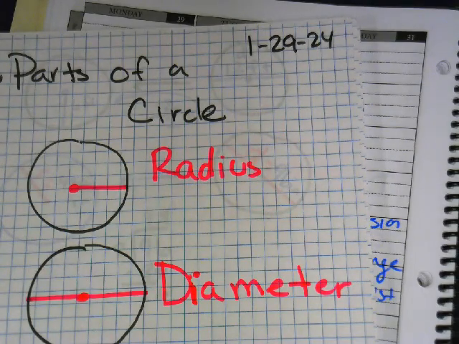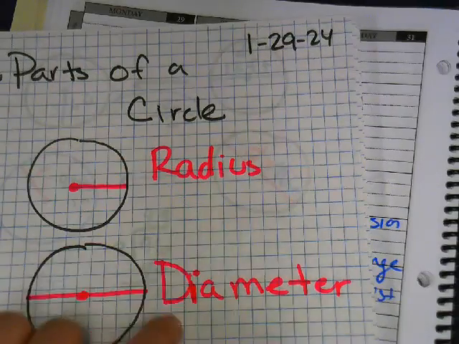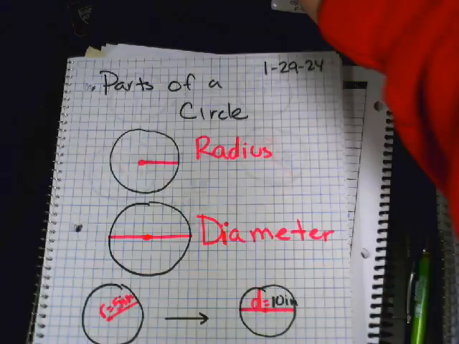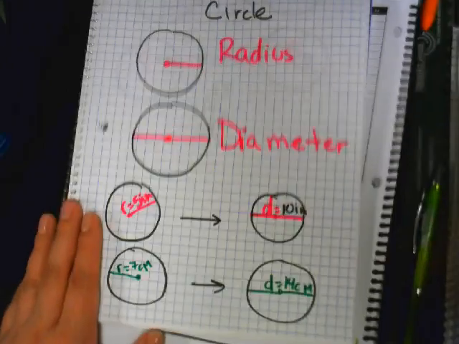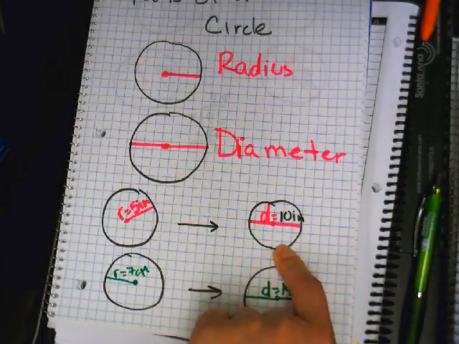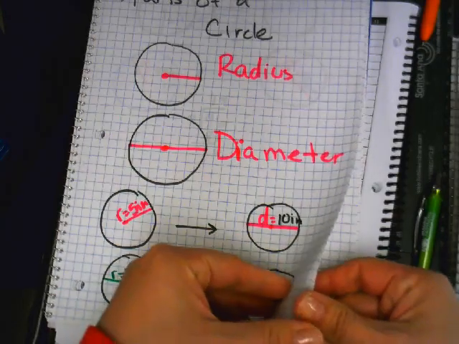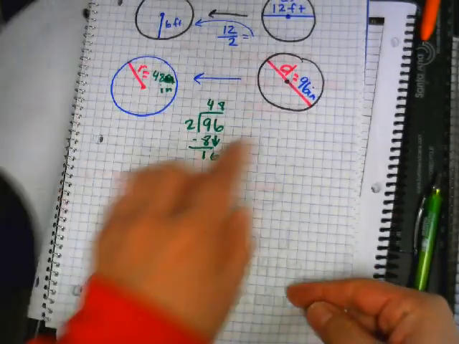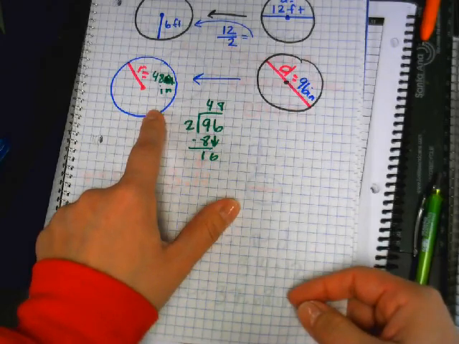All right. So yesterday we learned parts of a circle, radius, diameter. You have to know the difference between a radius and a diameter. You have to know if I give you the radius, how to turn it into a diameter, right? And then vice versa. If I give you a diameter, how do you turn it into a radius?